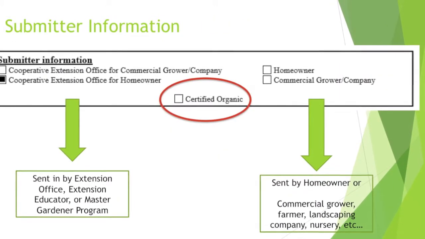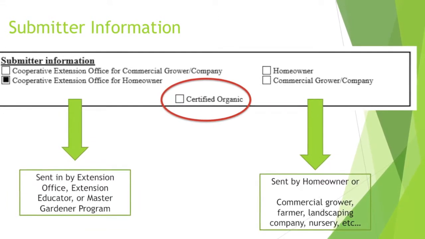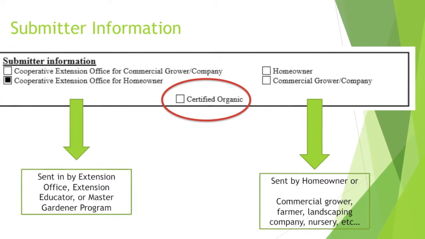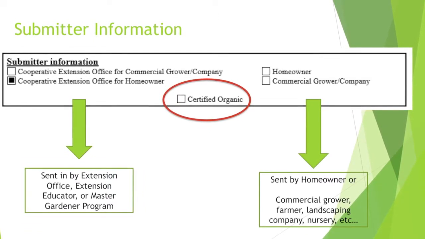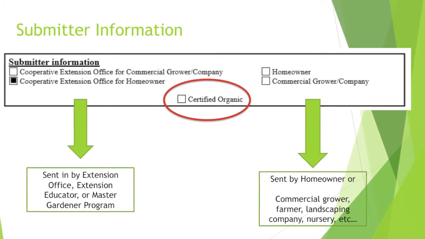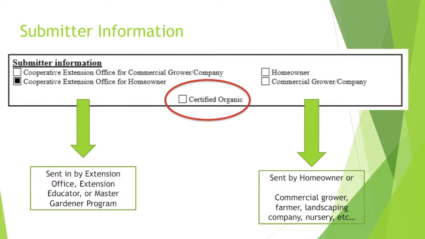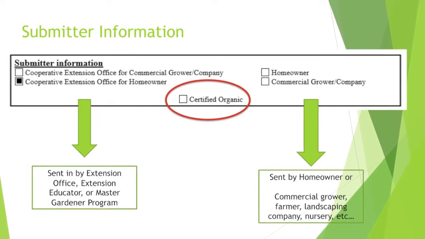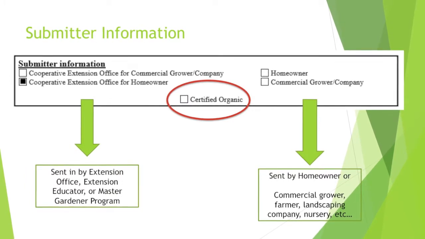Check the appropriate box in the submitter information section. If the sample is being sent from an extension office, then check the appropriate box on the left for Extension Office for a commercial or homeowner sample. Check one of the boxes on the right if the sample is not being sent from an extension office. There is also a box in this section to check for certified organic growers. This is so we can provide appropriate management recommendations.